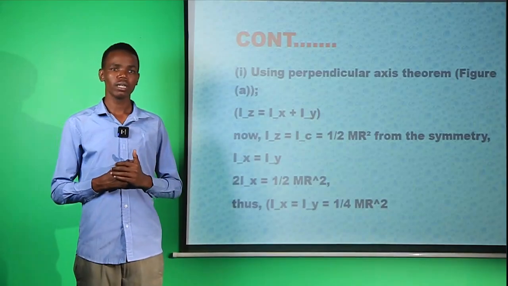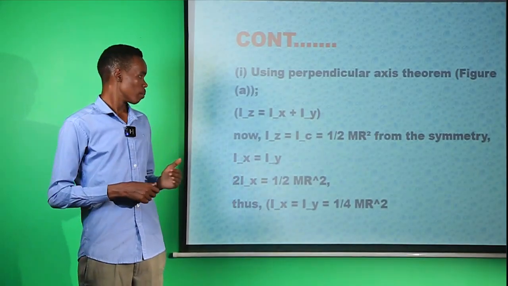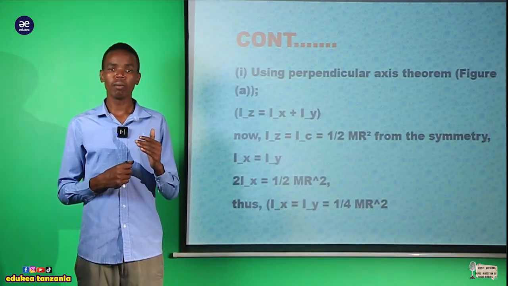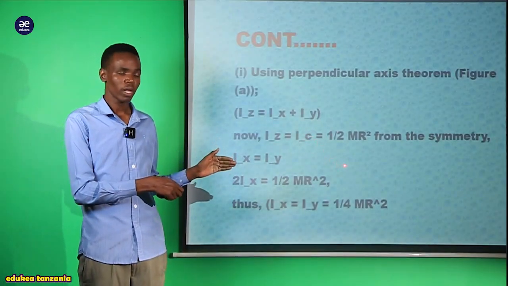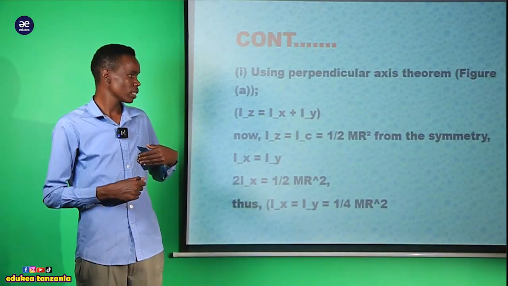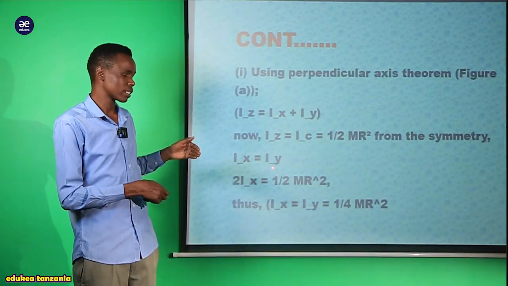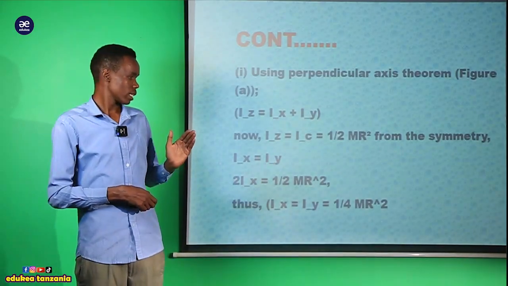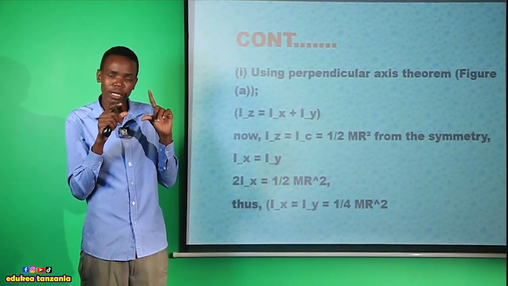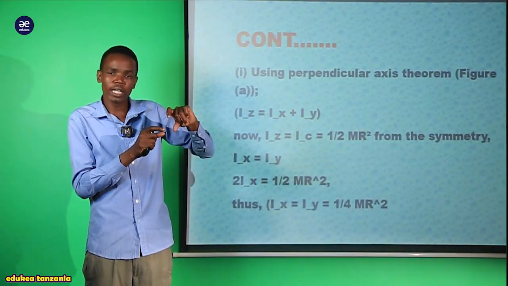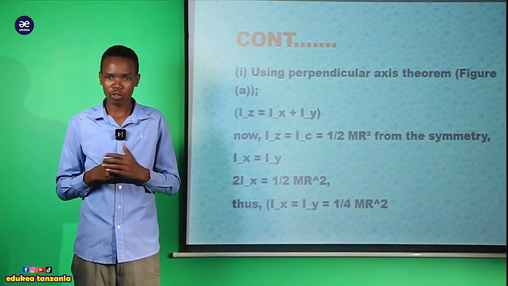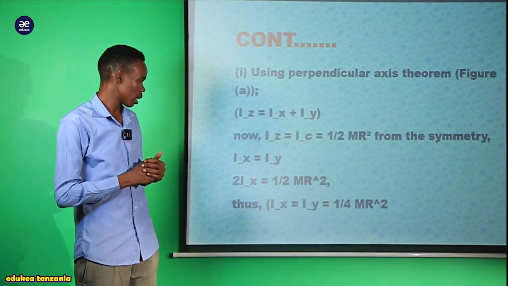Now, after this one, my dear student, we say that the moment of inertia along the z-axis must be equal to the moment of inertia along the center, which equals half mr square. Now, we are supposed to recall from the symmetry that the moment of inertia along the x-axis, being symmetric, is equal to the moment of inertia along the y-axis.